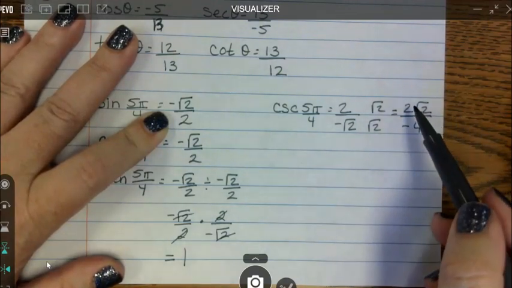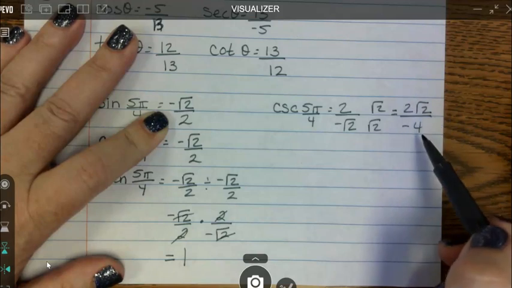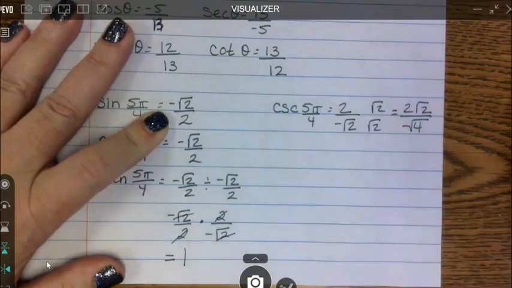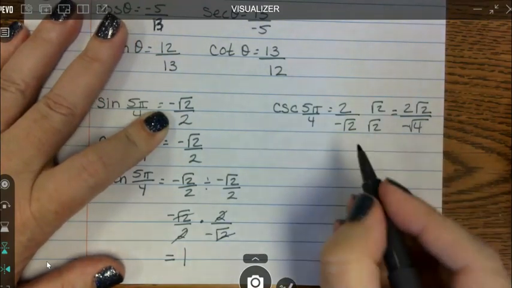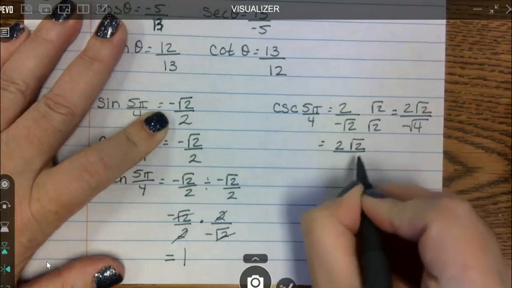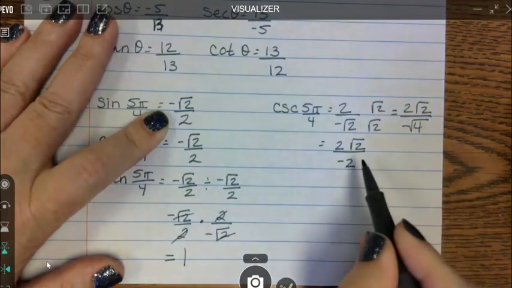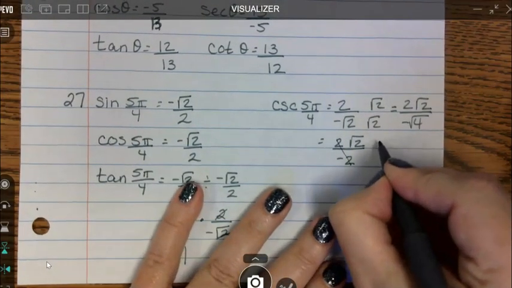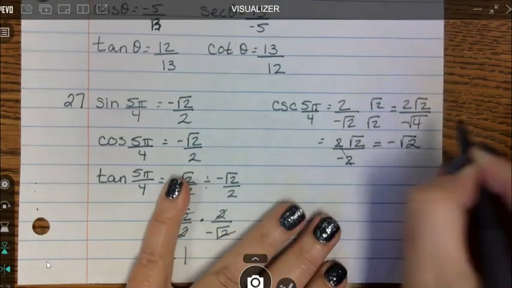And notice here, I have a 2 on top. Ooh, I forgot my square root. Thank you. I dropped my square root. So this would be 2 square root of 2 over negative 2. And notice here, they cancel. And so I'm just going to move the negative up.